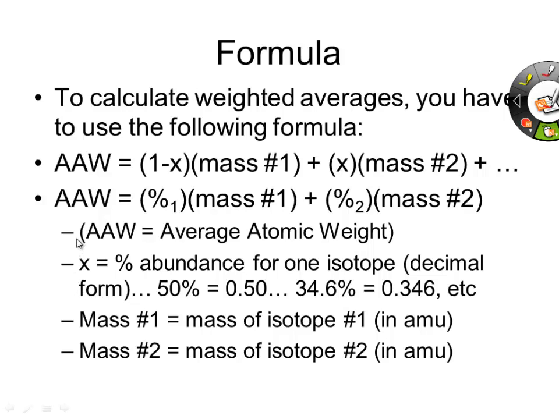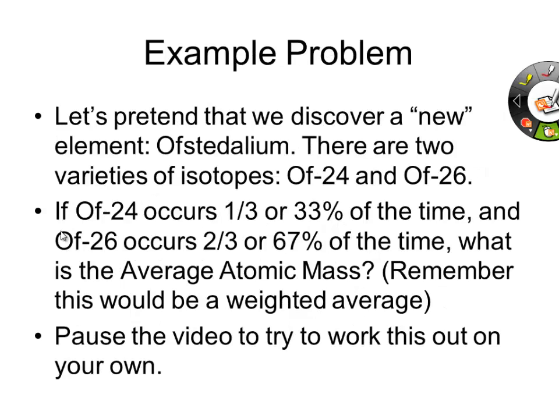AAW stands for average atomic weight. X for this first equation represents the percent abundance of one isotope, and we need to make sure that that is in decimal form. For example, 50% is 0.50 and 34.6% would be 0.346. Mass number 1 is the mass of the first isotope, and mass number 2 is the mass of the second isotope, both in atomic mass units.